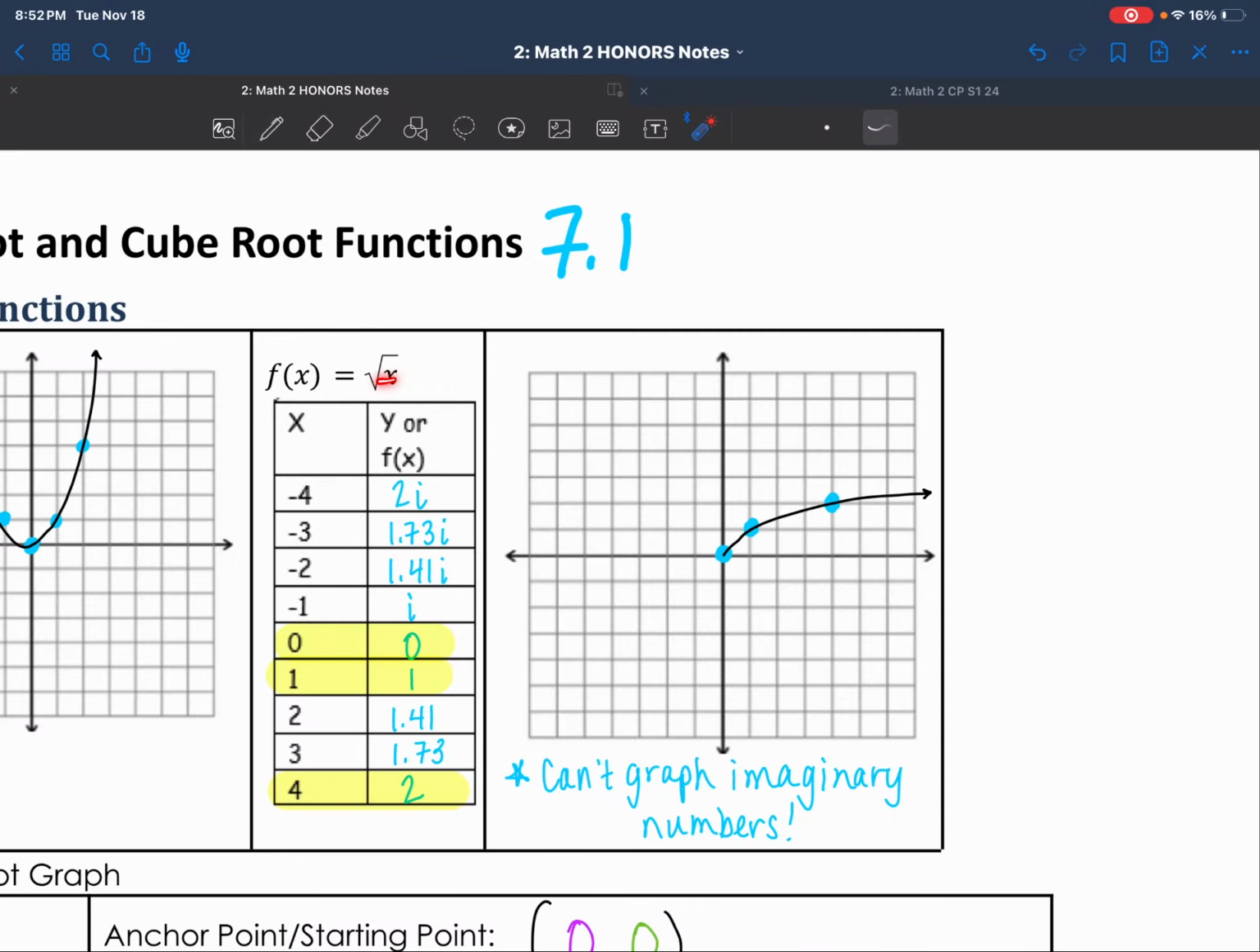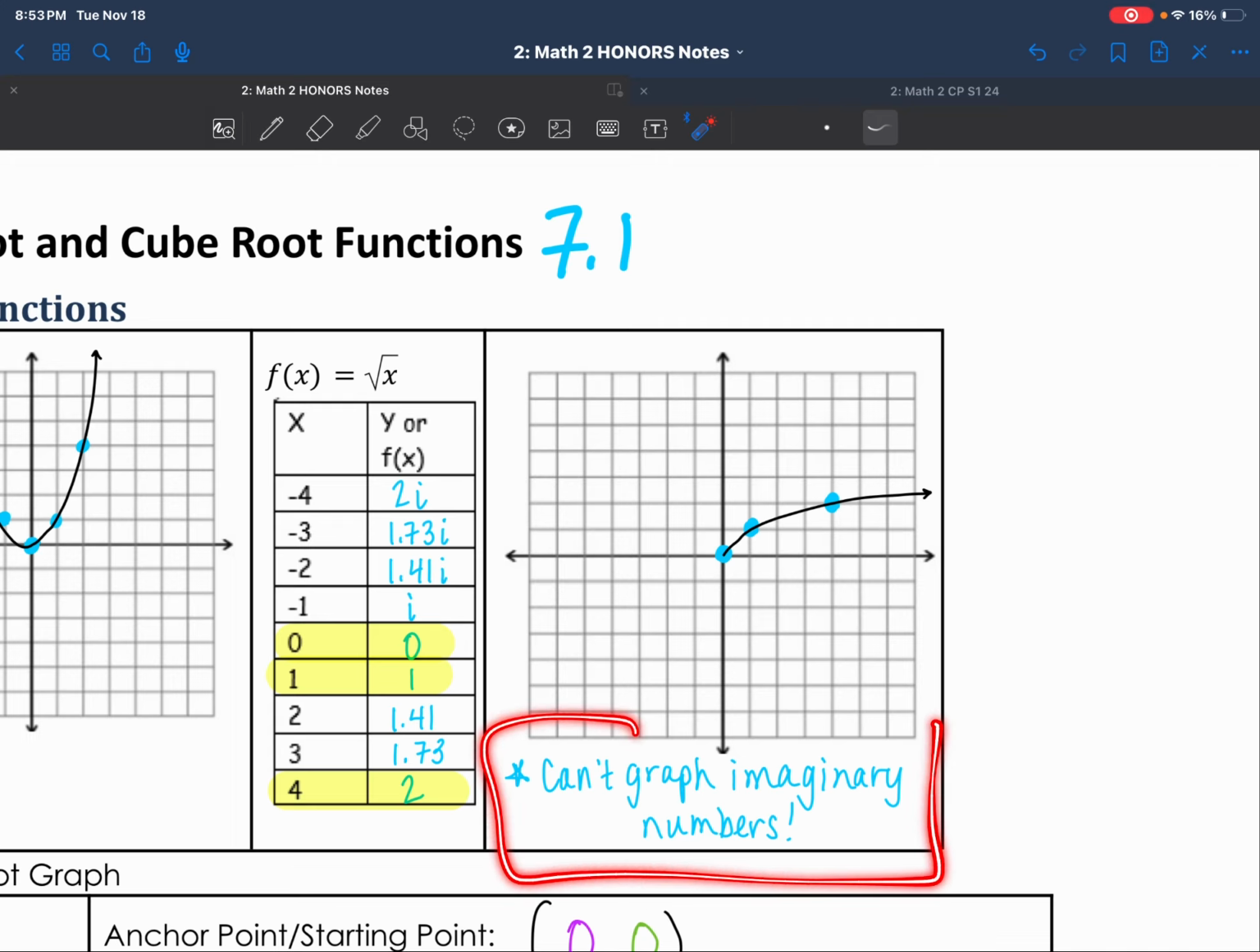So for the square root of -3, you'd get 1.73i. For -2, you got this. And -1, because we said the square root of -1 would be i. Now, once I go to 0, I'm going to get a positive number, and the same thing with 1. Then 2, I've got a decimal, 3, I've got a decimal, but it's all positive. And then once we have 4, our point is 2.